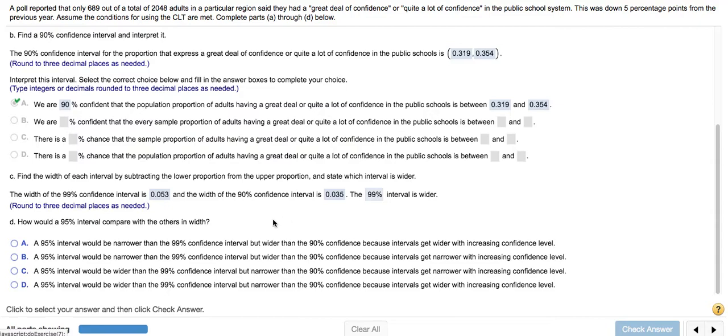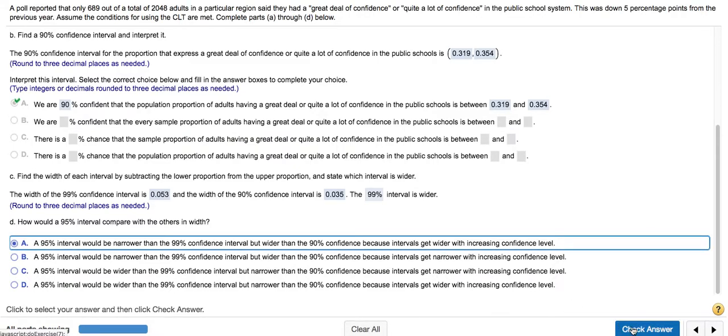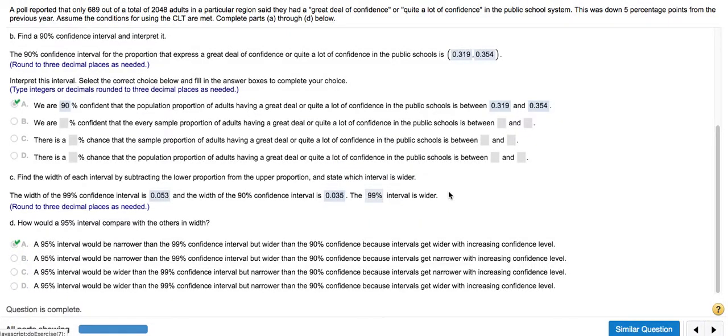Next. Looks like this is the last part. How would a 95% confidence interval compare with the others? I guess in terms of the width. We have 4 options to choose from. The 95% interval would be narrower than the 99%. That's true. But wider than the 90%. As the confidence level drops, the interval shrinks. So this will definitely be more narrow than the 99%, but at the same time wider than the 90%. It looks like A is going to be the best choice. So I'll check my answer. And that is it for this question.